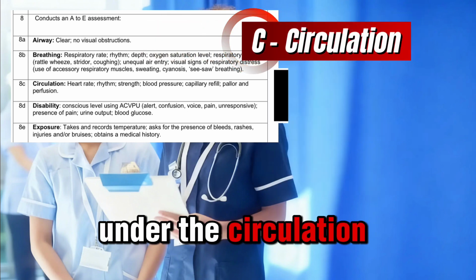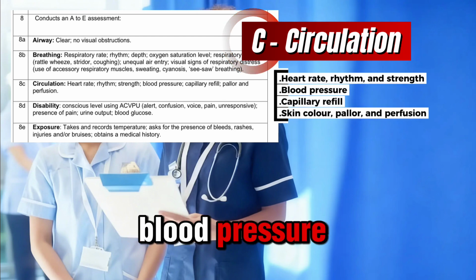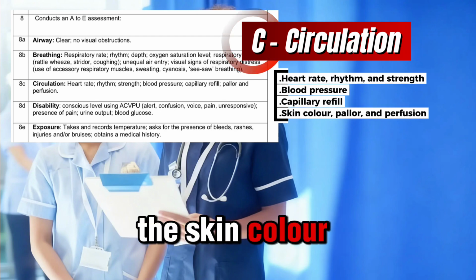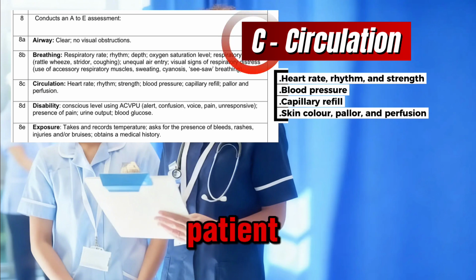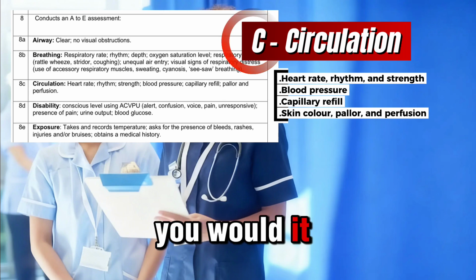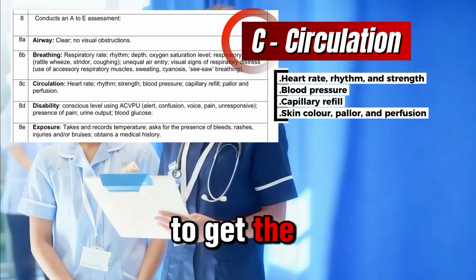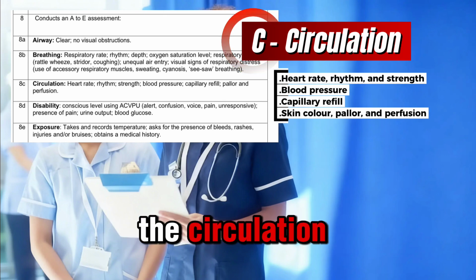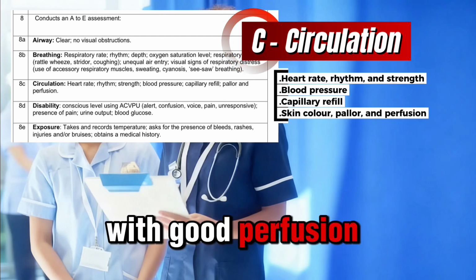Under circulation, you have to assess heart rate, rhythm, strength, blood pressure and capillary refill time, and also the skin color, pallor and perfusion. Make a note, if you want to touch the patient, you have to ask them, "Would it be alright, can I touch you? Would it be alright, can I expose you?" You have to get the consent before doing so. Once you finish your assessment of circulation, you have to say, circulation is stable with good perfusion.